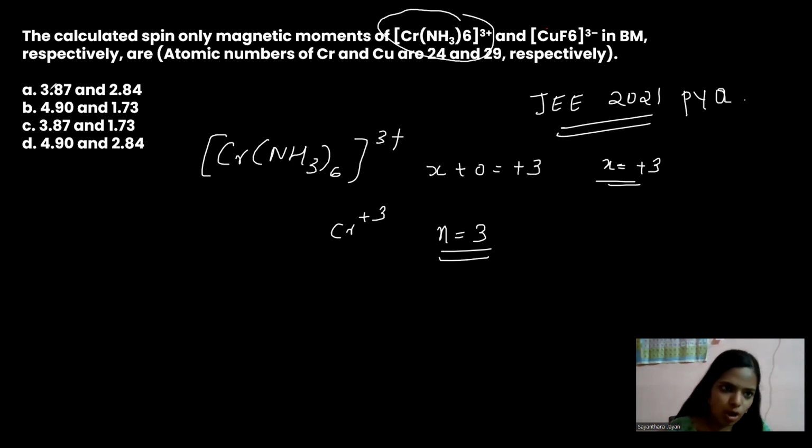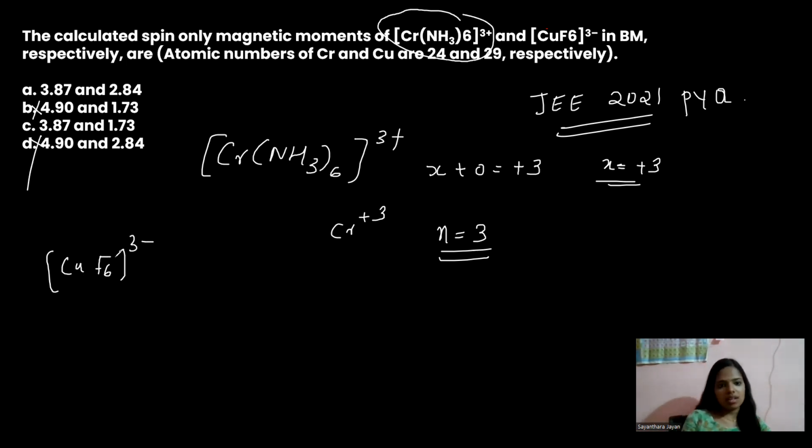So there are two options. This is 3.8, so you can cancel option B and option D. You can cancel these, leaving A or C. Now let's calculate the oxidation state of copper in this particular complex, CuF6. First, you have to calculate the oxidation state of copper.